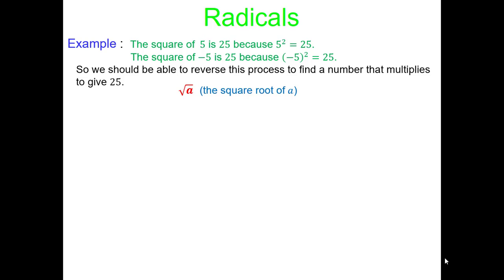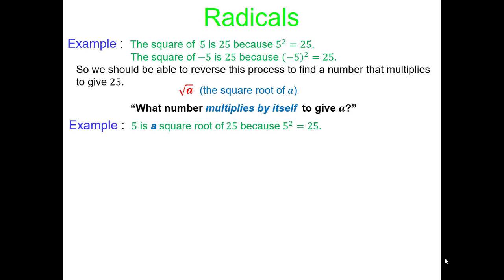So the square root of a is simply saying what number multiplies by itself to give me the answer of a. So every time we take a square root, we're really just asking this question. So notice that 5 is a square root of 25, but we should also recognize that technically negative 5 is a square root of 25.